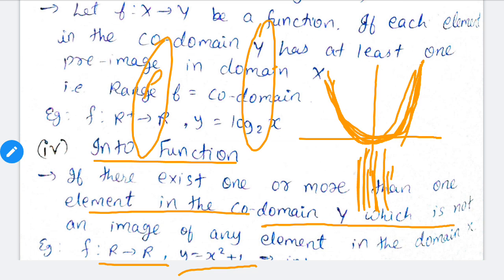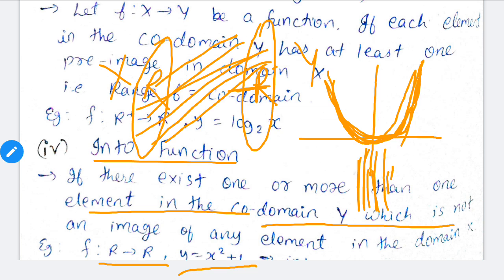Here it's R, all numbers, positive, negative, 0, real numbers. And if here it is R, this is X, this is Y. So here only half of the values have a relation. At negative values, there is no relation. So as there is no relation, it is known as into function. So I hope you understood this.